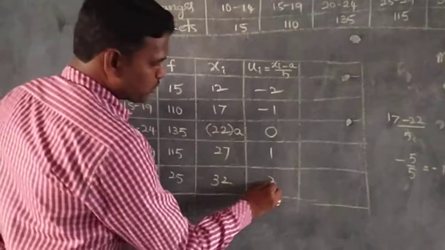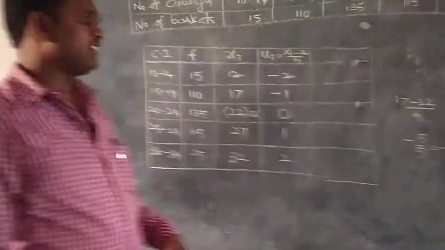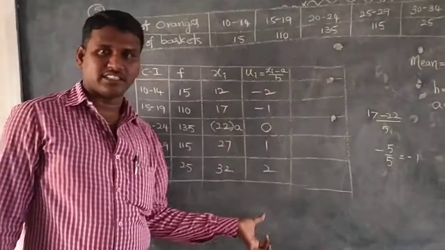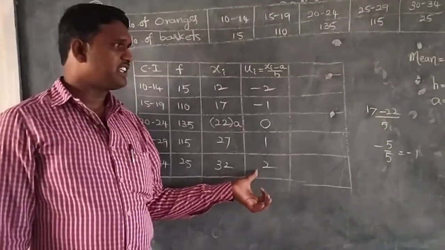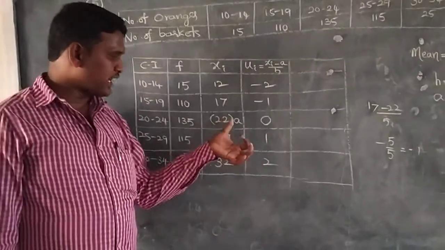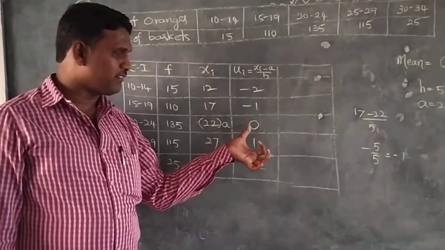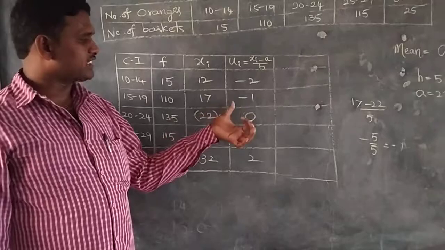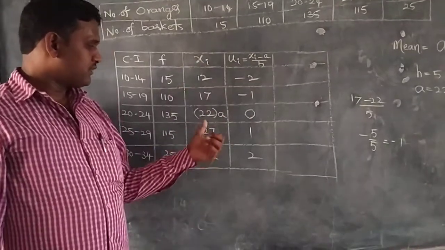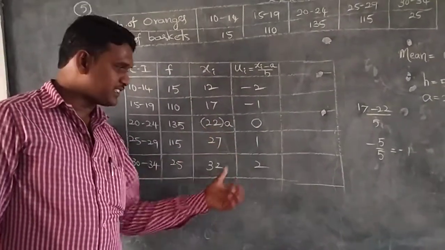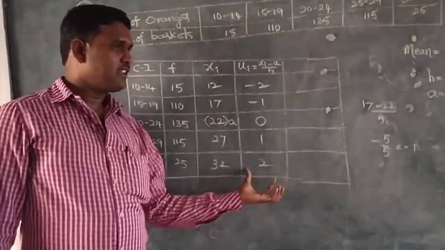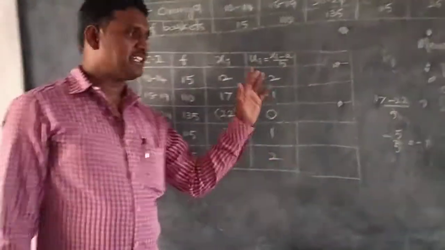Here we need to understand that in the step deviation method, ui will be continued integers. Wherever you take the assumed mean, that class's ui value will become 0. On the side where the values are decreasing, you will get negative integers. On the side where the xi value is increasing, you will get positives. This is the easy method to remember. You will get continued integers as ui.